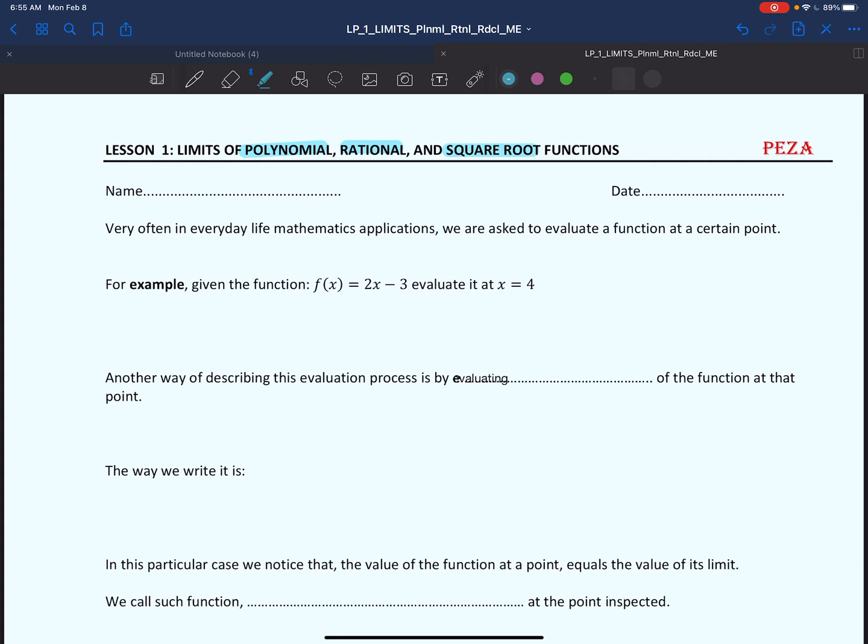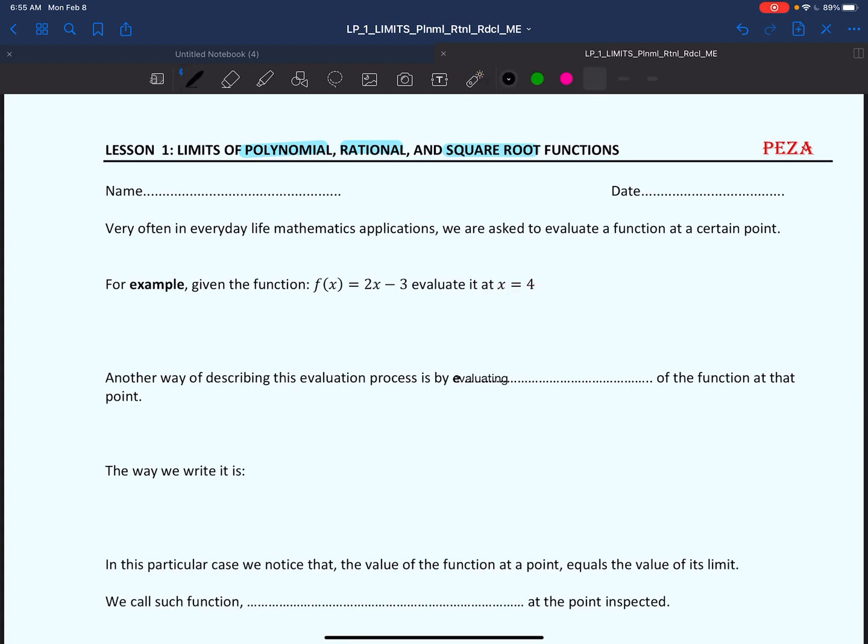So let's get started. Very often in everyday life, we encounter problems that can be modeled by equations of various functions. And the solving process, naturally, entails the need of using or evaluating a function at a specific point. As an example here, I brought in the equation of the function f of x equals 2x minus 3, and we are about to evaluate this function at x equals 4.